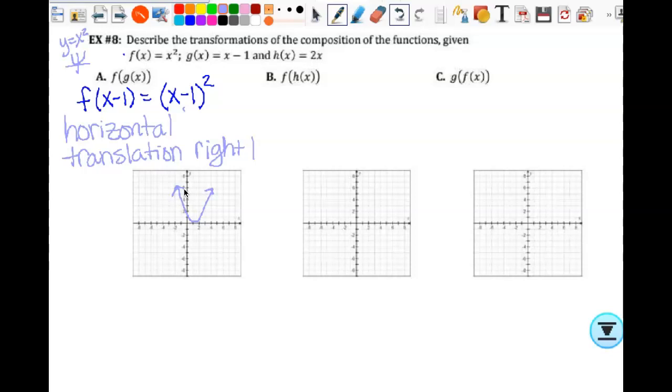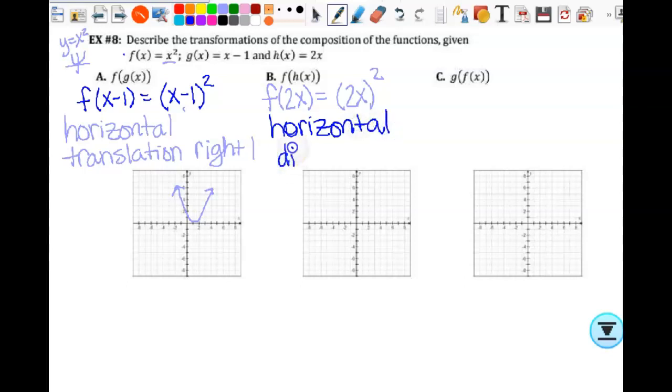Okay, so now we have f of h of x. F of h of x, and h of x is 2x, that is equal to 2x squared once I substitute it in there. What kind of transformation is that? First of all, is it horizontal or vertical? Horizontal, so I know it's a horizontal something. Horizontal what? Dilation, good. By what? 1/2, very good.